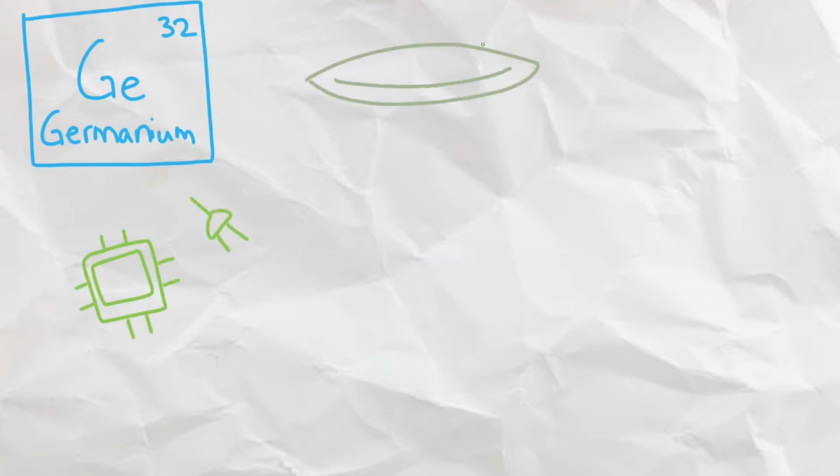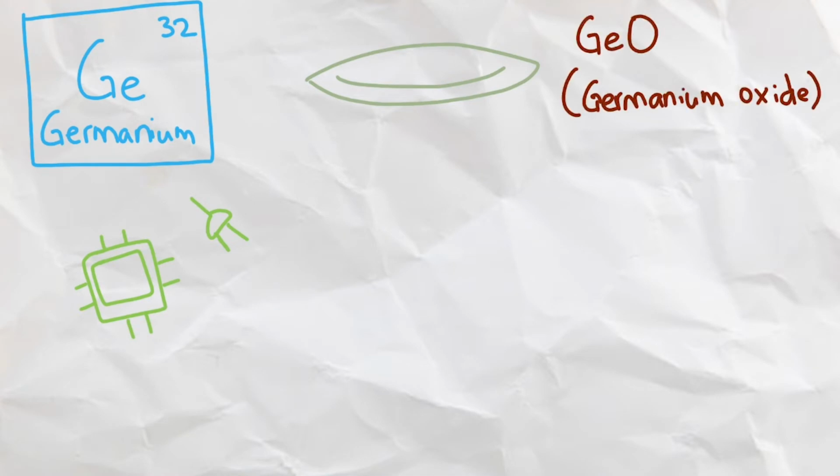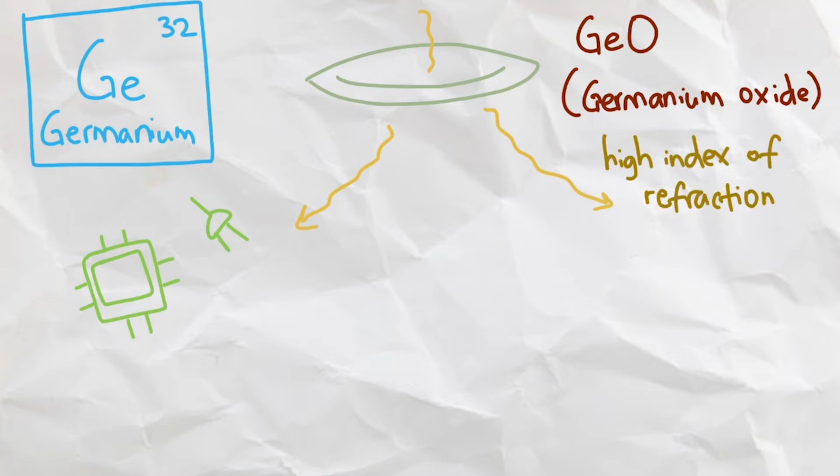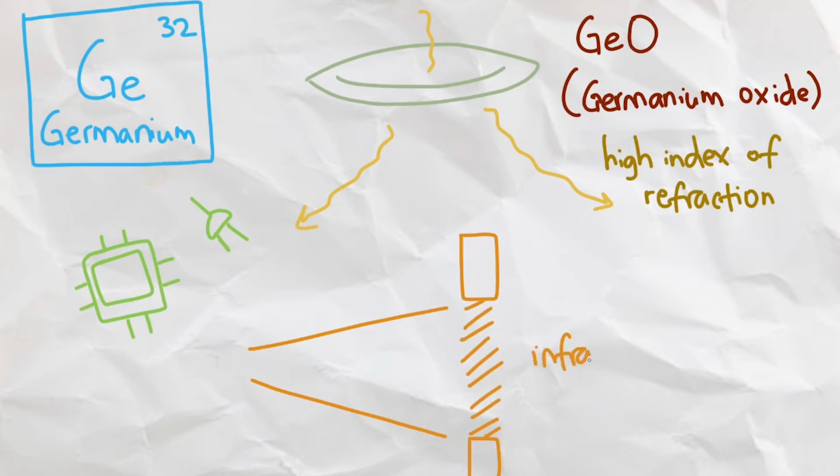Next, we have germanium, a metal that is also used in semiconductors and transistors as well. But its most common use is for lenses in cameras and microscopes, as germanium oxide has a high index of refraction, meaning that light will travel slower and it can also change directions more. It is also transparent to infrared radiation, making this compound also useful for detecting infrared waves.